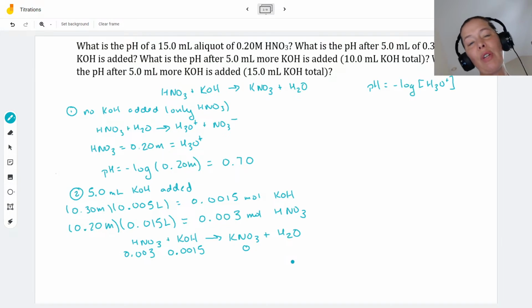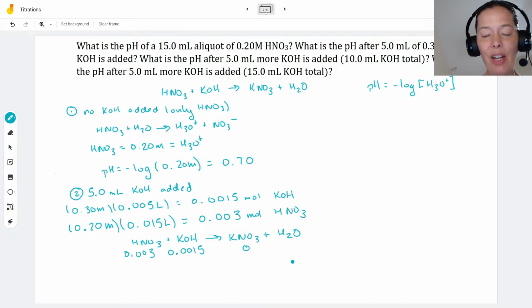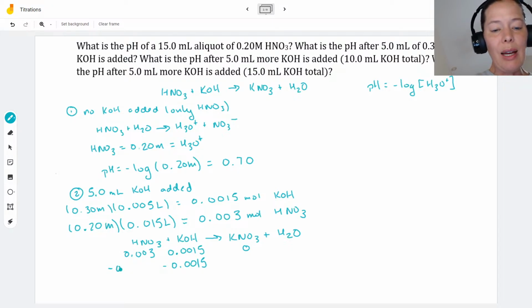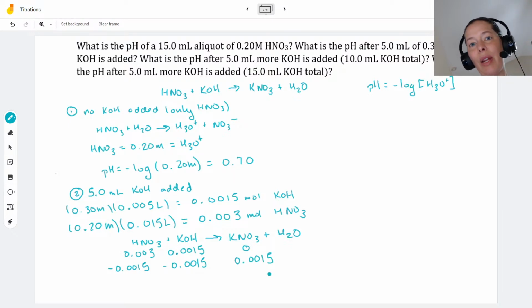Now, when you set this up for equilibrium, I know you're very used to writing minus x's and plus x's, but again, this is not an equilibrium. This is right-hand arrow only. This is going forward, and I know how much is going to be used. I'm going to use the amount of my limiting reactant, and in that case, that's the potassium hydroxide. So I know I'm going to use all of my potassium hydroxide. So that means I'm going to use 0.0015 moles of my nitric acid. And of course, I will form 0.0015 moles of potassium nitrate.